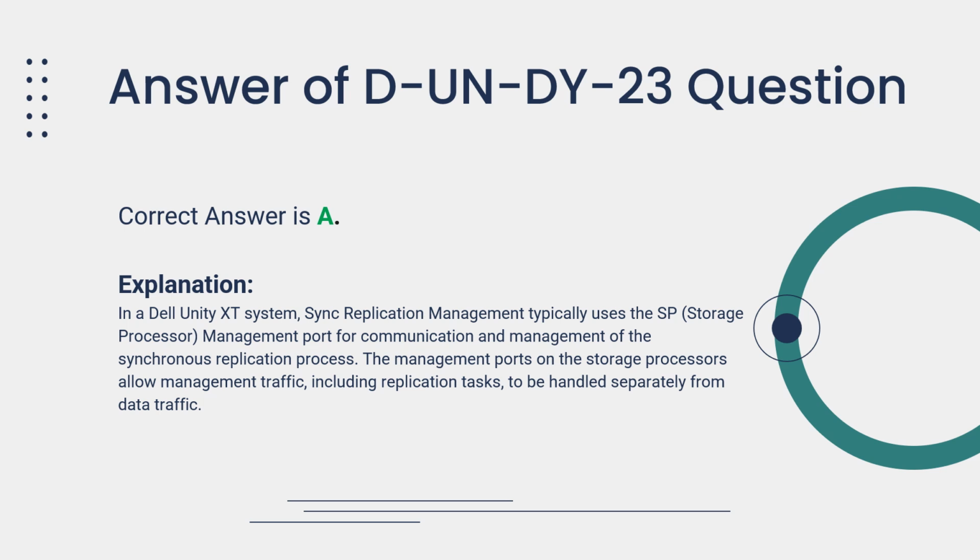Explanation. In a Dell Unity XT system, Sync Replication Management typically uses the SP (storage processor) management port for communication and management of the synchronous replication process. The management ports on the storage processors allow management traffic, including replication tasks, to be handled separately from data traffic.